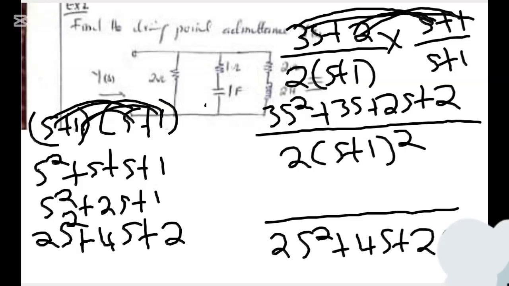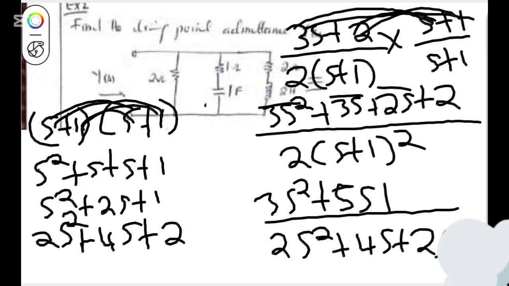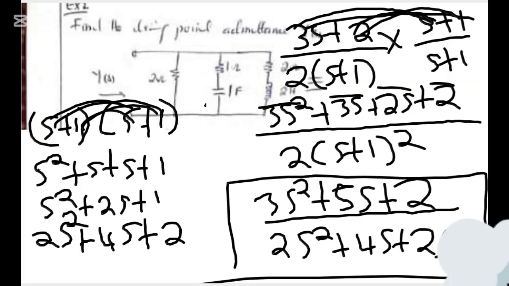At the top, I have 3s square plus I have 3s, I have 2s. So it will now be 5s. I will say plus this 2, I will have 2. So this is the solution to this question.